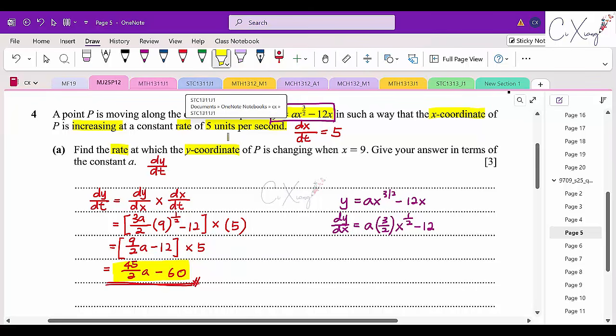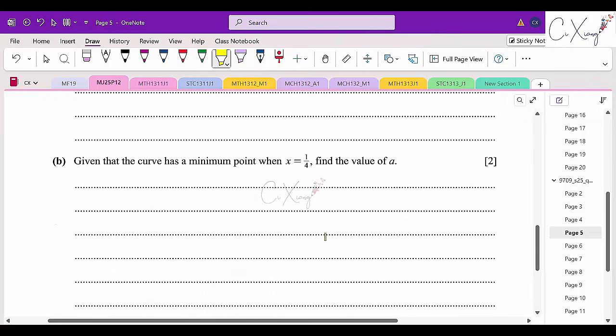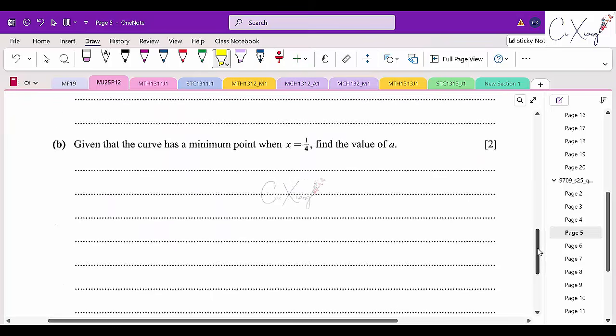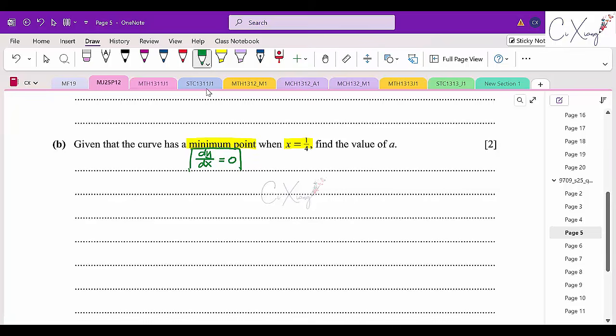And let's continue to part B. Now, given that the curve has a minimum point when x is equals to 1 over 4, find the value of a. Okay, when we talk about minimum point, what do you think about? So minimum point means that it involves the dy dx, and usually when we want to find the minimum point, we'll let dy dx equals to 0. Okay, so this is how we're going to start the question. We let the dy dx equals to 0 because of the minimum point, and after that, we can use it to find the value of a.